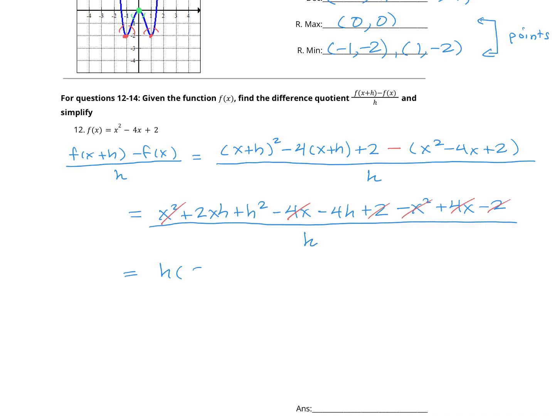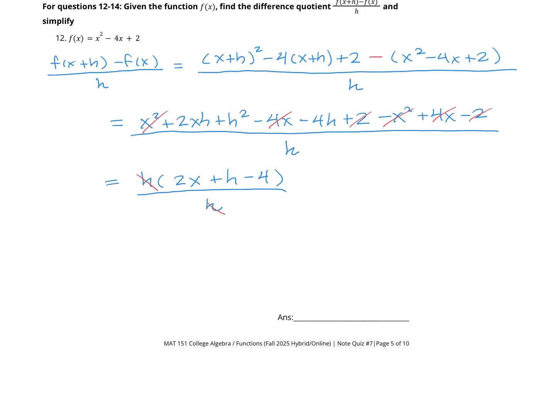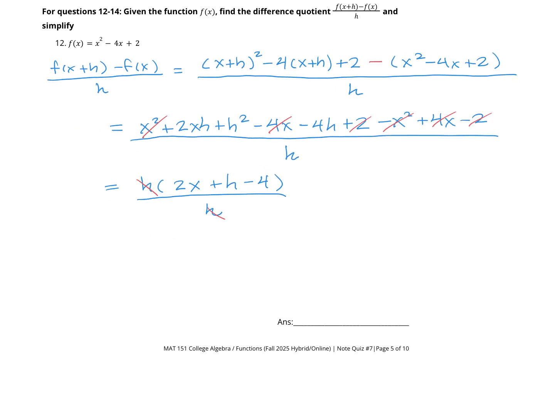When I do that, I'll have a 2x in the first term, a plus h in the next one, and a minus 4. Sorry, minus 4. There's no h after I factor it out. And again, that's still sitting over top of h. Then, of course, the last step, cancel out those h's, and you're left with your final answer, which is 2x plus h minus 4. And again, if you go on to take calculus or pre-calculus, you'll see a useful application of this in a future class.